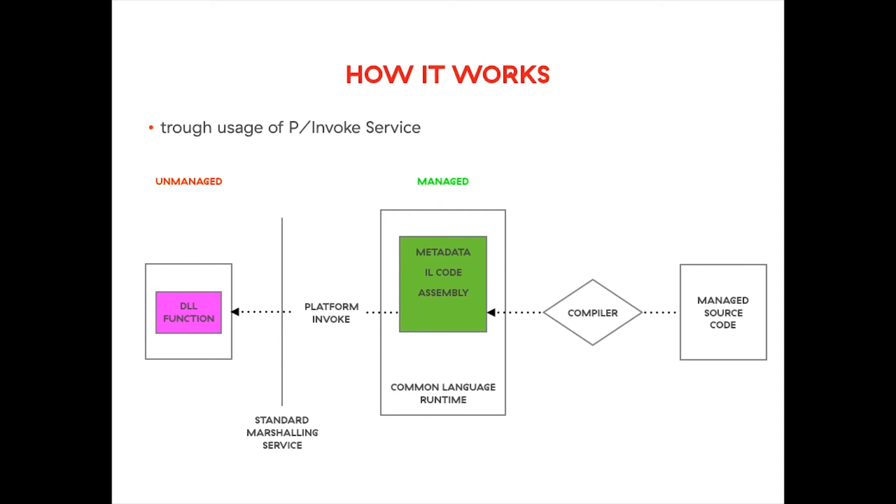What else? Let me see. Okay. C# is compiled to the intermediate language, while the unmanaged code is compiled to machine code. And to access them, you need this platform invoke service.